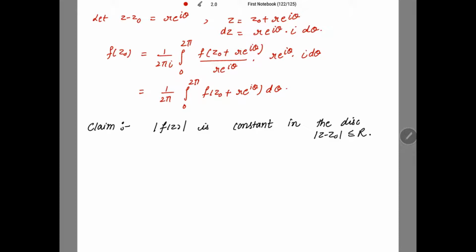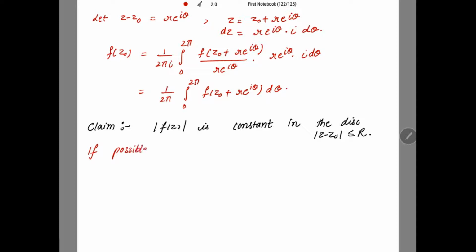Alright, so we suppose that the function attains a maximum. Now if the function attains the maximum at a point in D, then we have to claim that that function is constant, right? This is the thing we need to prove. Okay, now we have to claim this. Suppose this function is not constant in the disk. We will prove this result by contradiction.